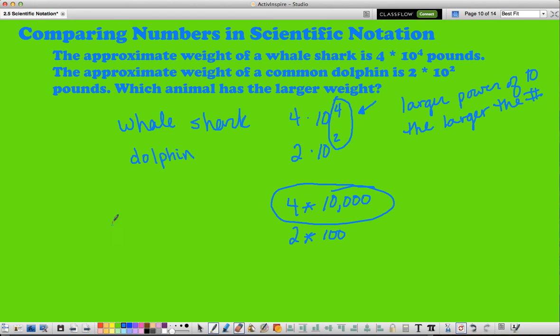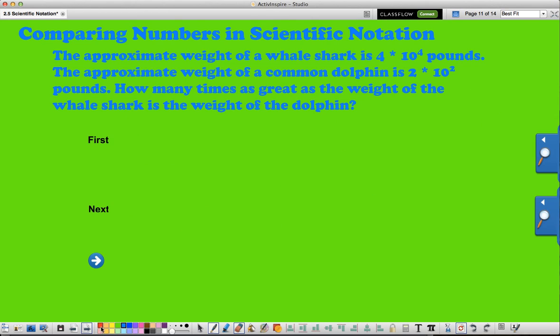So the first thing that we look at when we are comparing numbers, just deciding which one's smaller or larger, is the power of 10. And then second, if the powers of 10 are the same, you look at the other number you're multiplying by, your other factor. I'll have an example of that one coming up.